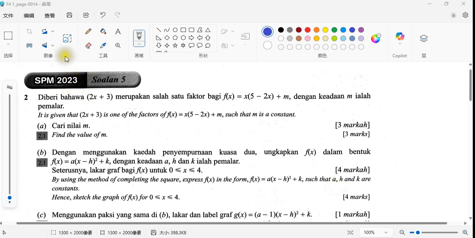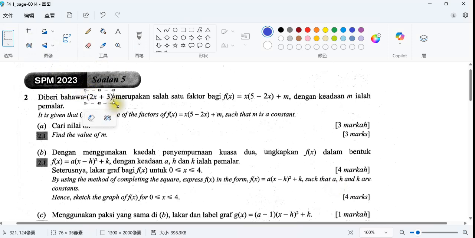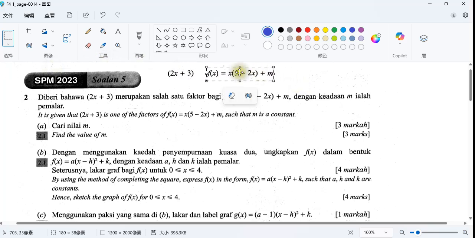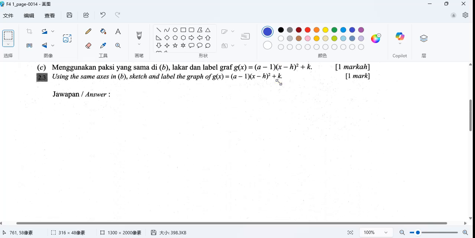It is given that 2x plus 3 is one of the factors of f(x), where f(x) equals x times (5 minus 2x) plus m. m is a constant. Find the value of m.